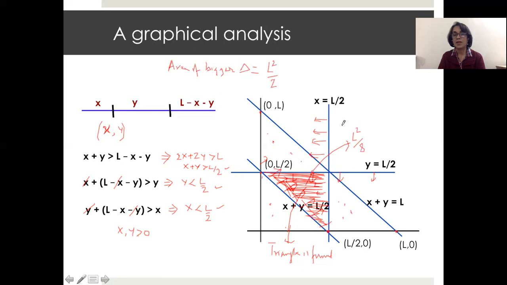So L square upon 8 divided by L square upon 2 gives us the classical probability that a randomly broken spaghetti stick into three parts will actually form a triangle, which is 1 upon 4. So I hope you found this analysis interesting. This is the classical probability, 1 upon 4.